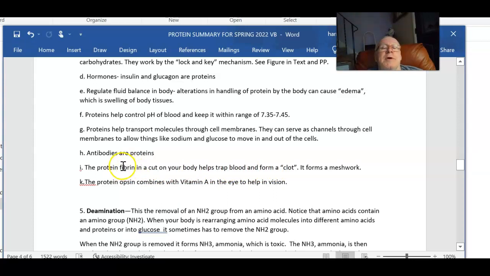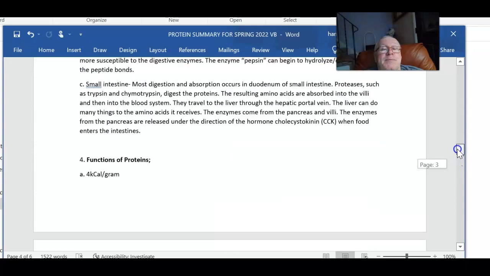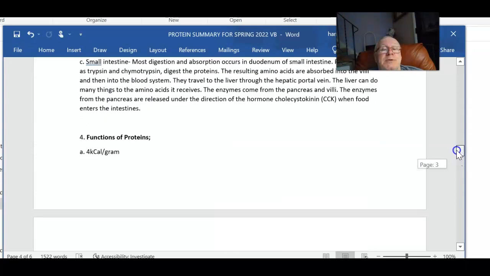I forgot that one up there in that paragraph 1. When you cut yourself, it bleeds for a while and then it stops. Well, one of the reasons it stops bleeding is there's a protein called fibrin that forms this meshwork that traps blood cells, and then they all kind of clot together. And then the protein opsin combines with vitamin A in the eye to help vision. So there's lots of different things that proteins can do.